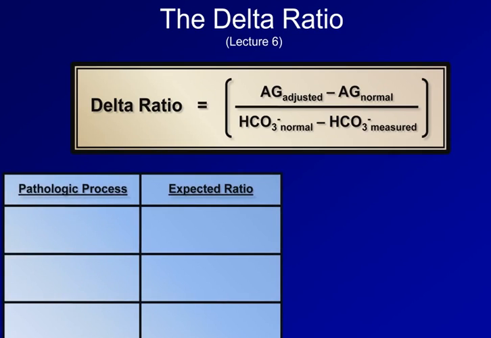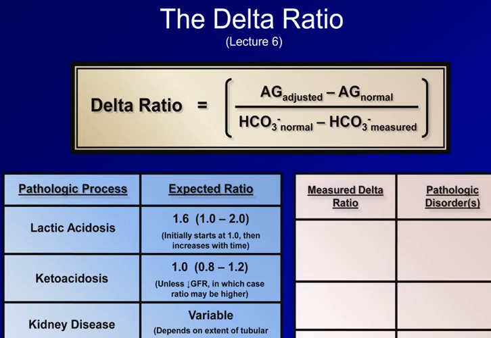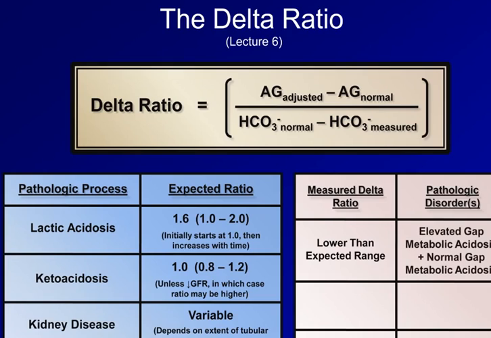Here is a table of some empirically discovered expected values of the delta ratio for specific pathologic processes. And here is a table to help interpret the delta ratio. If the measured ratio is lower than the expected range, it means that bicarb has dropped much more than the anion gap has increased. This would require a simultaneous elevated gap acidosis and a normal gap acidosis.